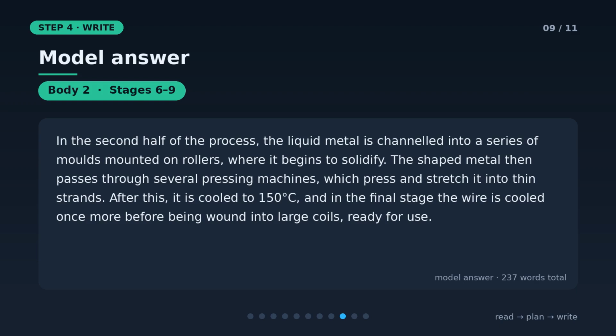Body 2, stages 6 to 9. In the second half of the process, the liquid metal is channeled into a series of molds mounted on rollers, where it begins to solidify. The shaped metal then passes through several pressing machines, which press and stretch it into thin strands. After this, it is cooled to 150 degrees Celsius, and in the final stage the wire is cooled once more before being wound into large coils, ready for use.